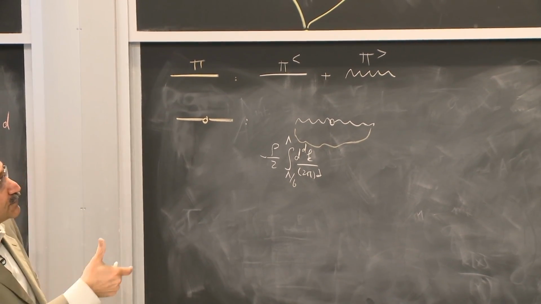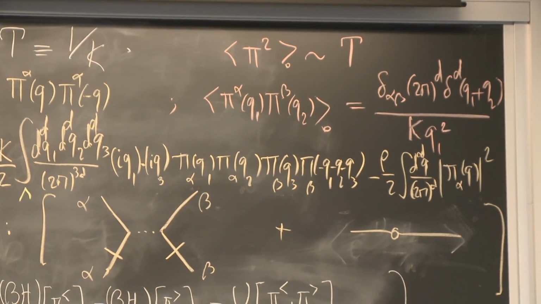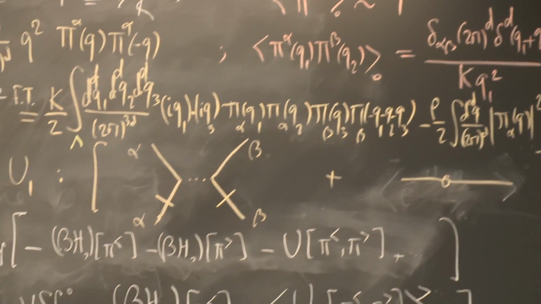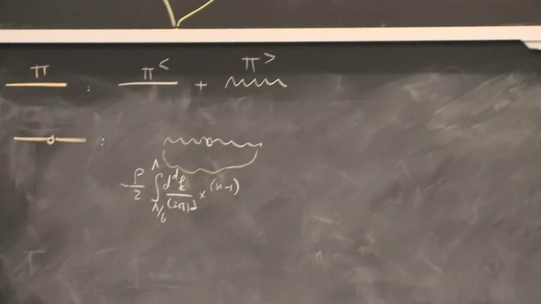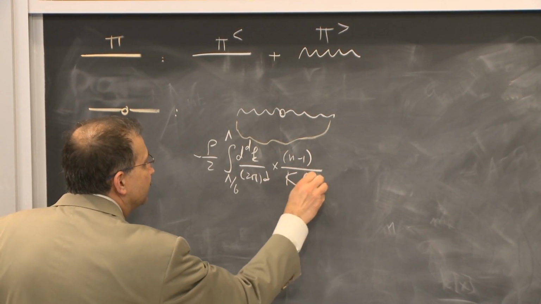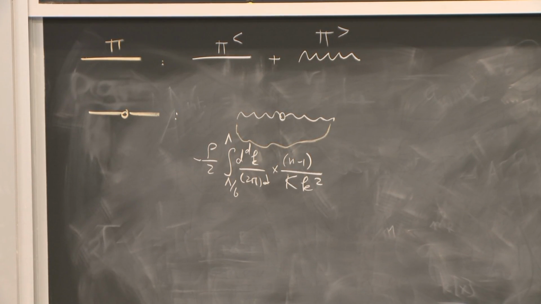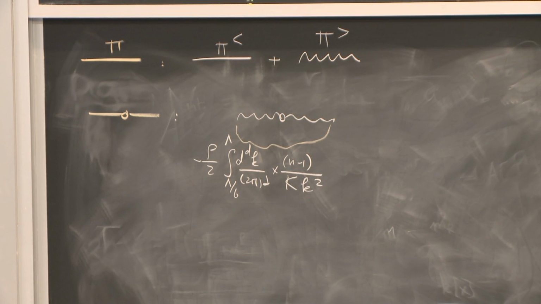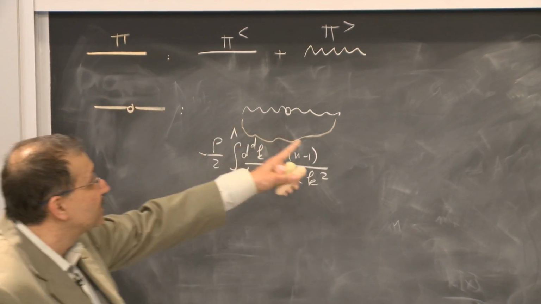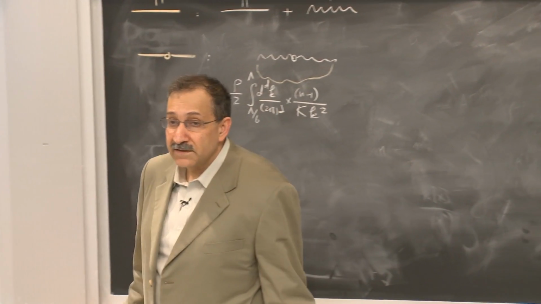And I have the average of pi alpha gives me a factor of delta alpha alpha. Summing over alpha will give me a factor of n minus 1. And the average would be something like k squared. So I would have to evaluate something like this. But at the end of the day, I don't care about it. Why don't I care about it? Because clearly, the result of doing this is another constant. It doesn't depend on pi lesser.